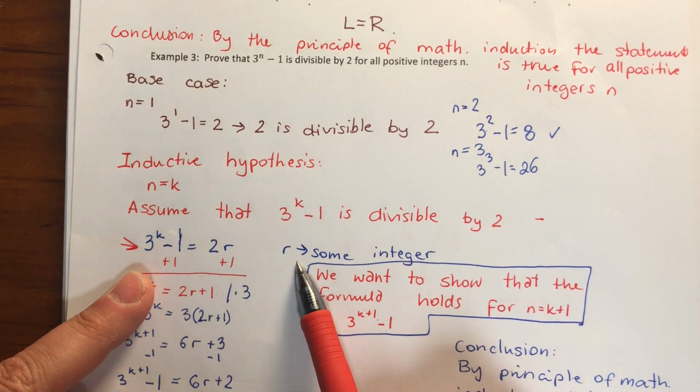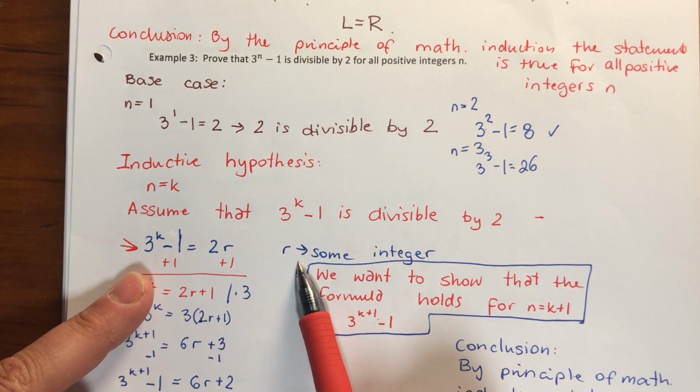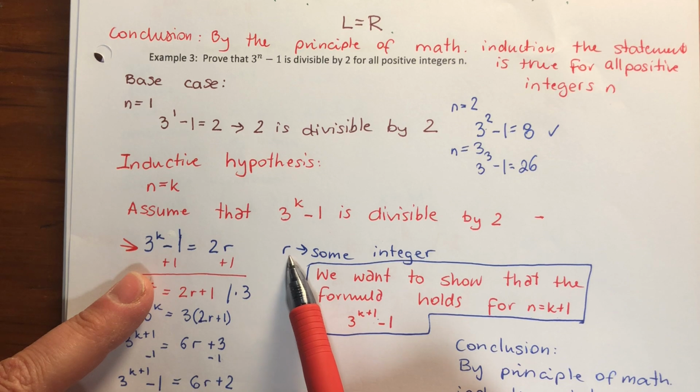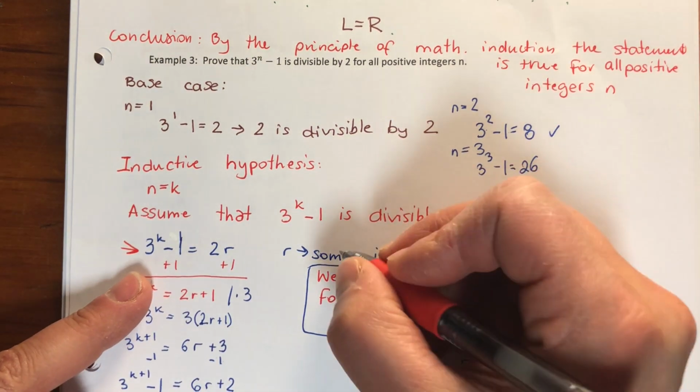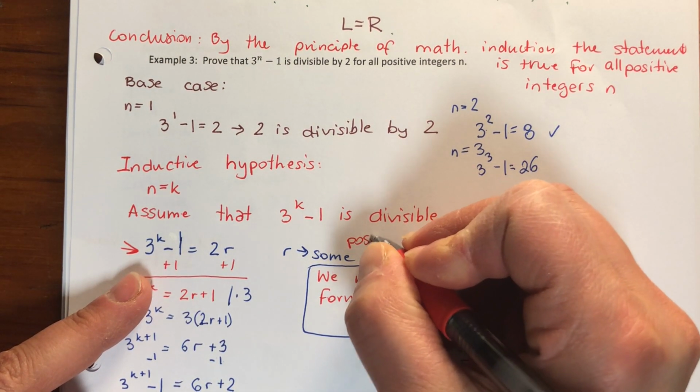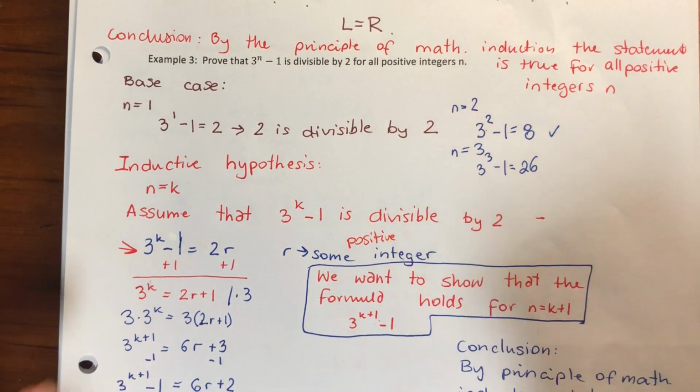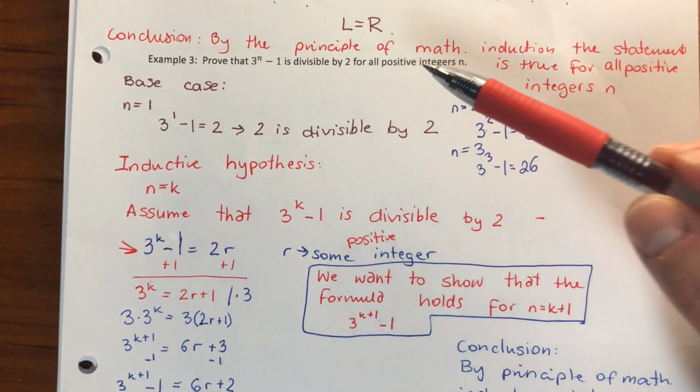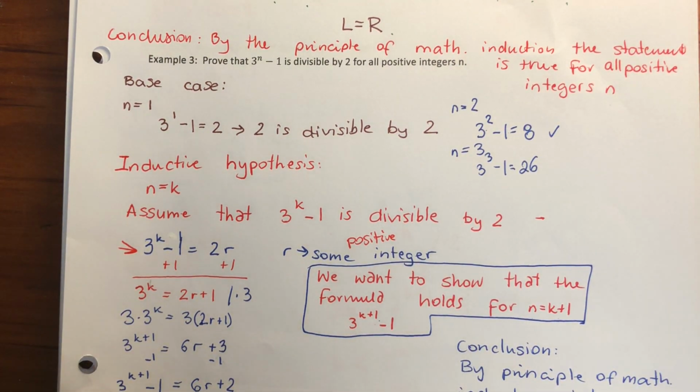And I am going to make some kind of restriction that r is not any number, it is some integer. And I probably should say that it is a positive integer, just because we were talking about the positive integers before.